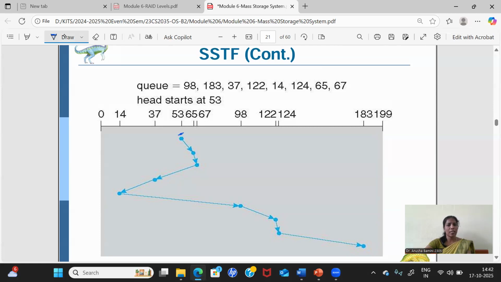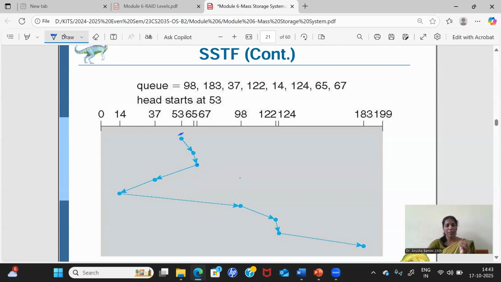Next nearest one is 67. From 67 we have two options, either 37 or 98. Here also, comparing the differences, 37 is nearer, so I'm traversing to 37. Again, I'm checking from 37 to either 14 or 98. 14 is nearer. Like this, I'm traversing to the shortest distance. That's why this is called shortest seek time first.